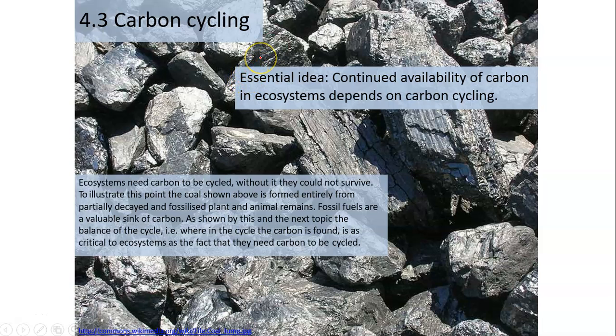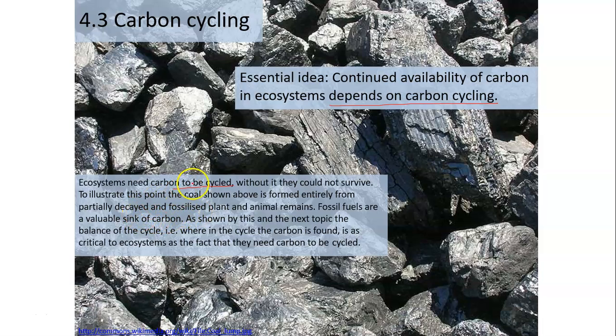Hello everyone, this is carbon cycling, the third part of Unit 4. The essential idea is that the continued availability of carbon in ecosystems depends on carbon cycling. It's very important because carbon is one of the most important atoms making our life possible. Ecosystems need carbon to be cycled, and without it, they could not survive.